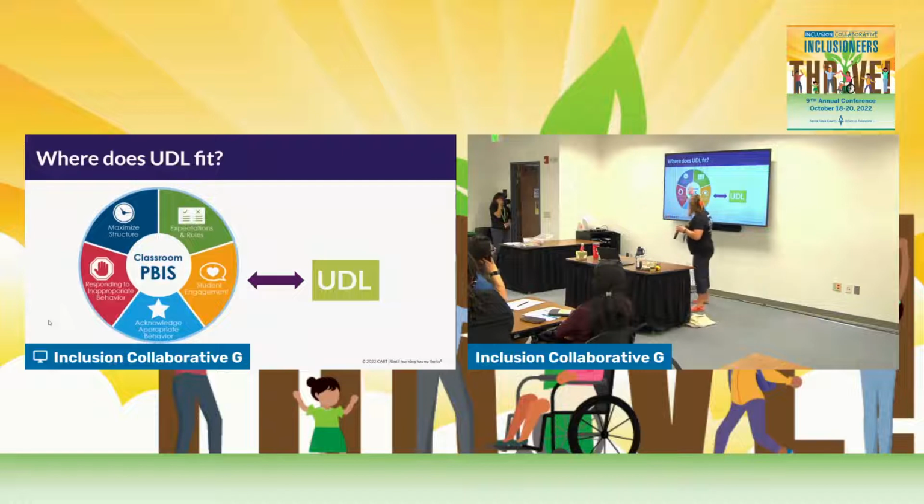This is our PBIS wheel, and this is where I see this deep connection. When we universally design, we will be really increasing student engagement, which will thereby increase not only academic, but behavioral. Pausing, are there any comments or questions so far?